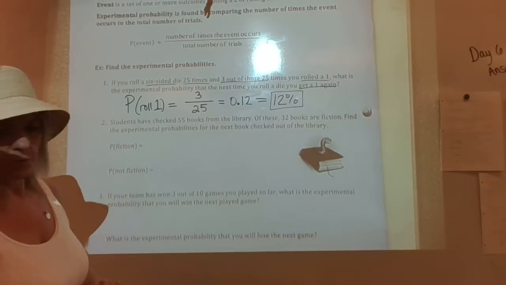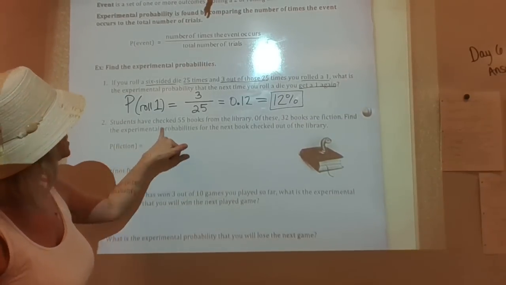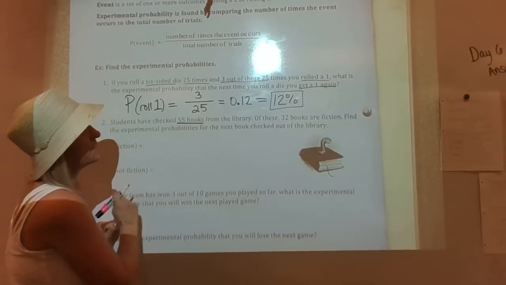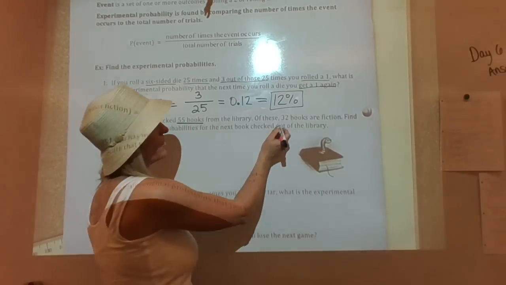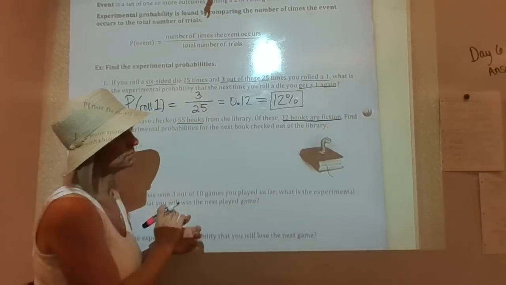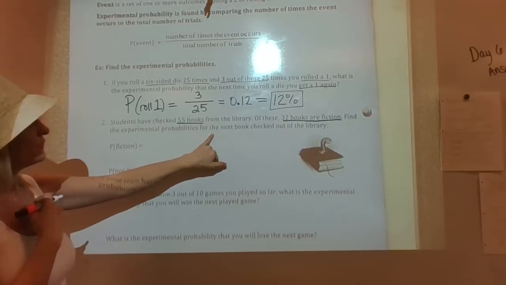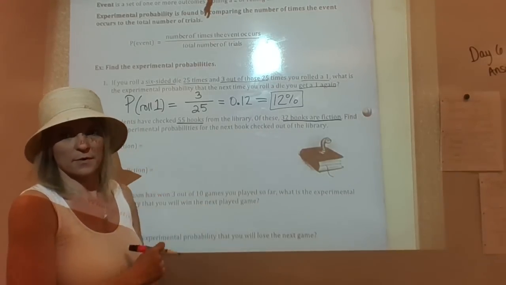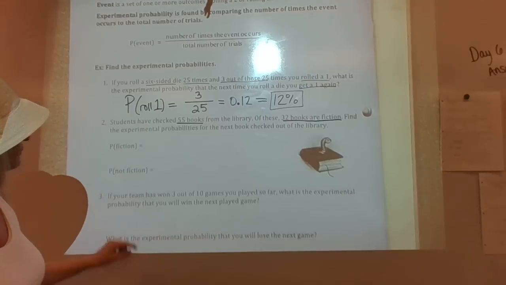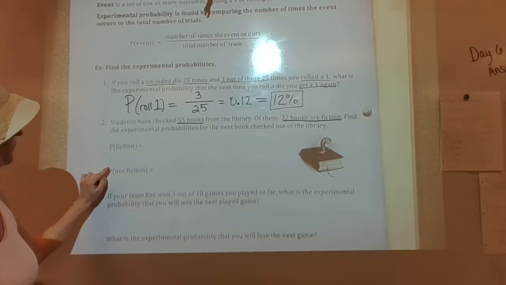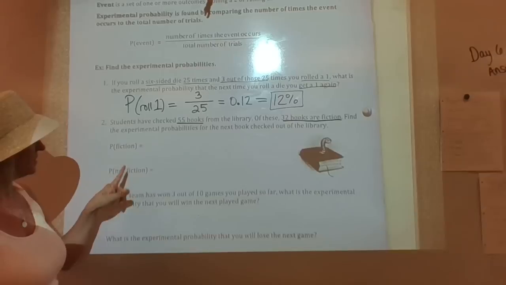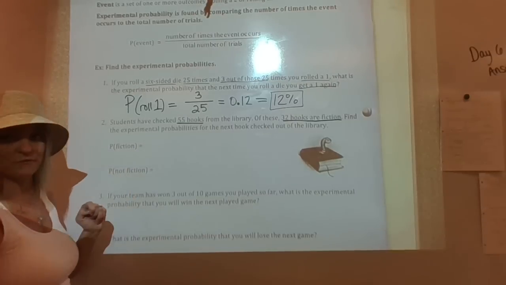All right, so next question. Students have checked out 55 books from the library. Of these, 32 books are fiction. We want to find the experimental probability for the next book checked out at the library. All right, so we've got 2 probabilities here. First, we want to find the probability that it's fiction, and then the probability that it's not fiction.